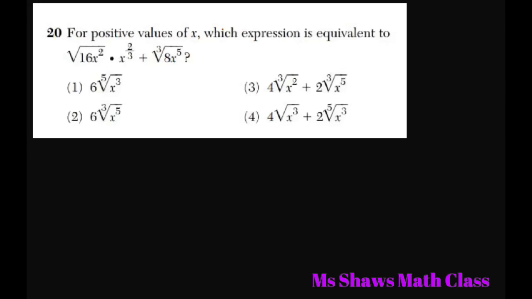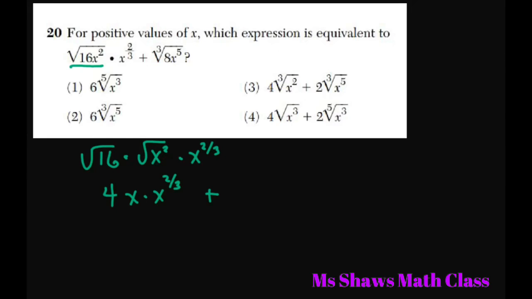So the next one we have to simplify. I'm going to take each piece. We have the square root of 16 times the square root of x squared times x to the 2/3. So that's good. Square root of 16 is 4. Square root of x squared is just x. And then we have times x to the 2/3. Then we have a plus here.